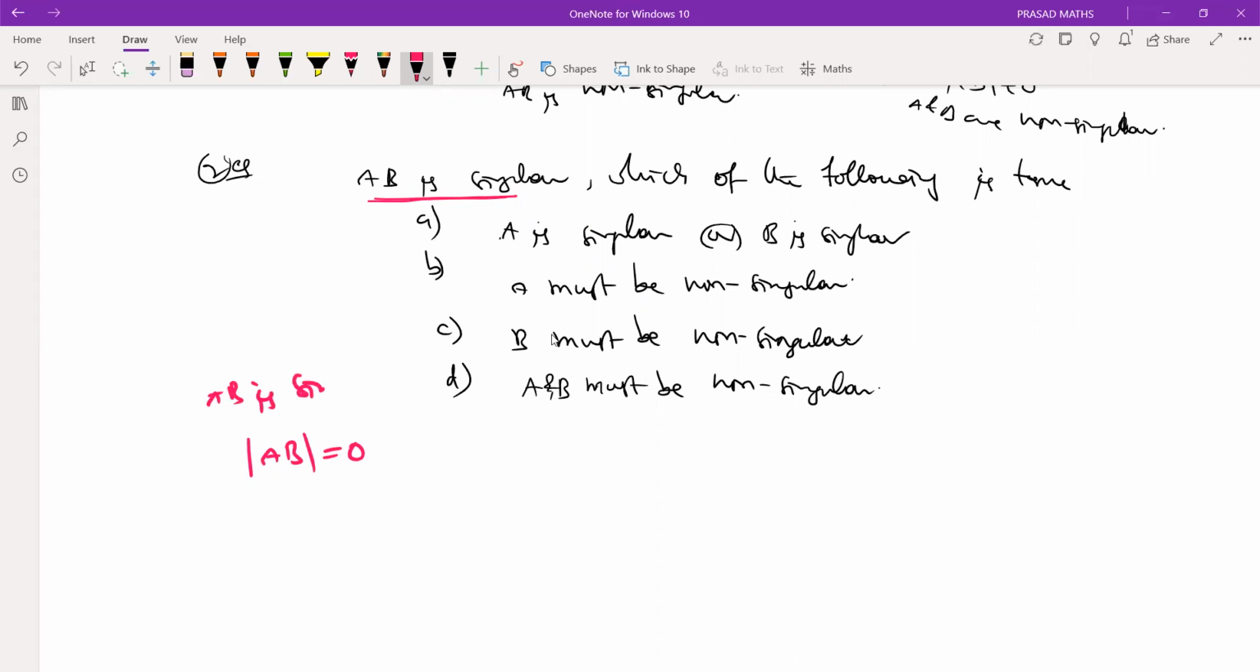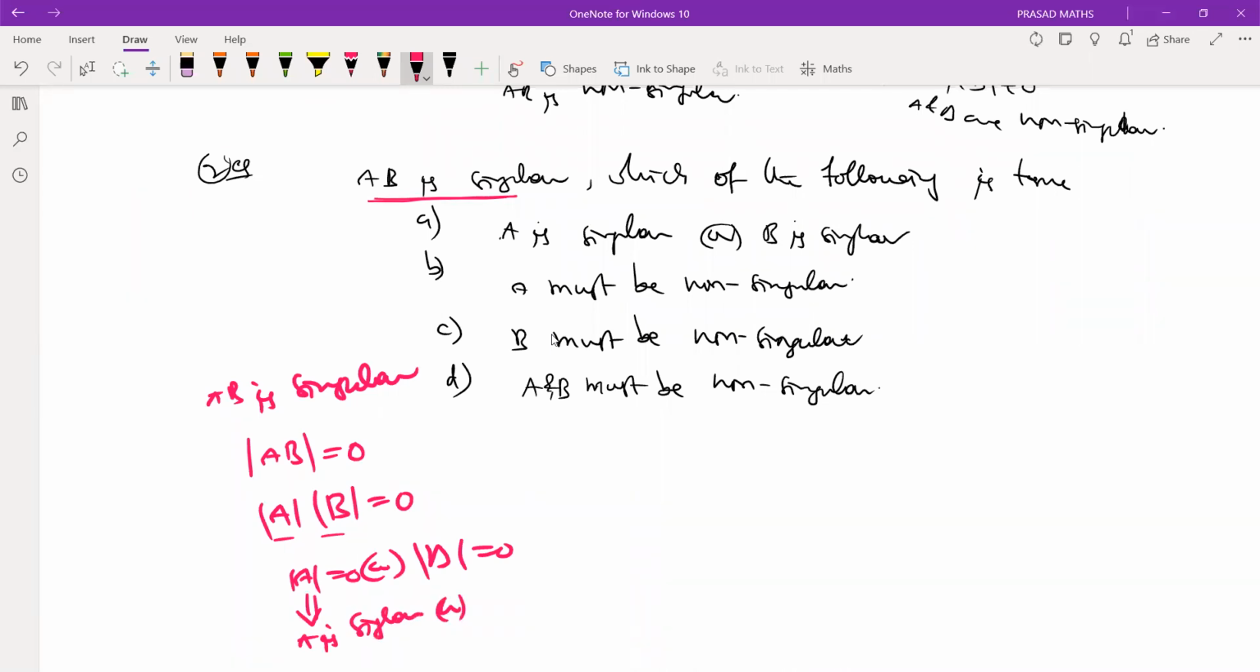AB singular means what? Det AB is 0. What is the definition of det AB? Det A into det B equals 0. You know, this is a scalar and this is a scalar. A product of two scalars is 0 only if at least one of them is 0. That means either A is singular or B is singular. So the first answer is true.